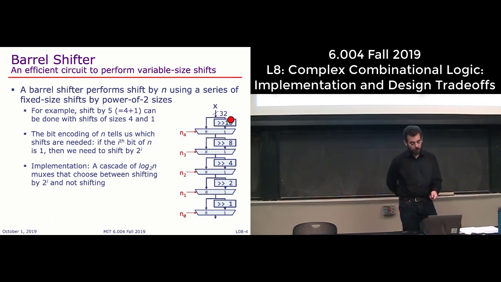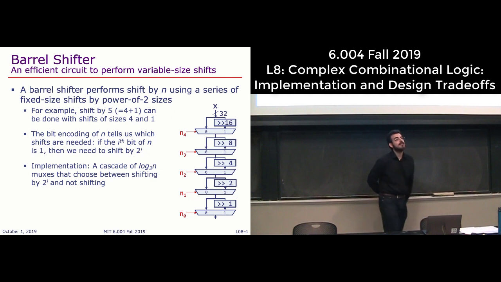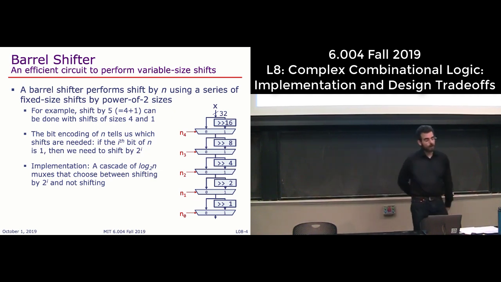So if n4 is 1, then we want to shift by 2 to the 4, shift by 16. Likewise, if n3 is 1, then we want to shift by 8. If n2 is 1, then we want to shift by 4, and so on. Can you see how this sequence of 5 multiplexers, with essentially the same input wired differently, is giving you the behavior that we want?